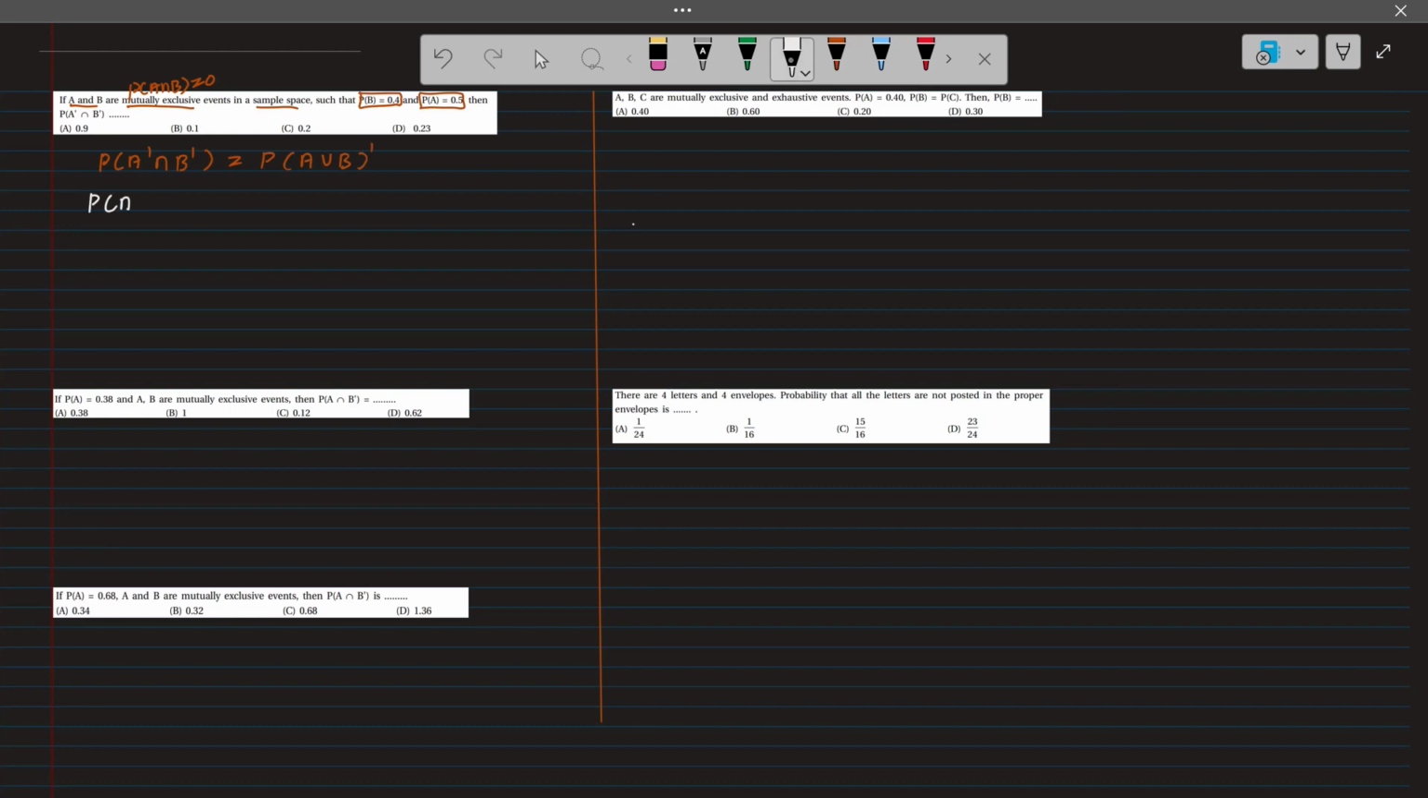So first we'll find P of A union B, which is equal to P of A plus P of B minus P of A intersection B. P of A and P of B are given as 0.4 and 0.5, minus P of A intersection B, which is 0. So basically P of A union B comes out to be 0.9. Now we have to find 1 minus 0.9. P of (A union B) whole dash will be equal to 1 minus P of A union B, which is equal to 0.1.